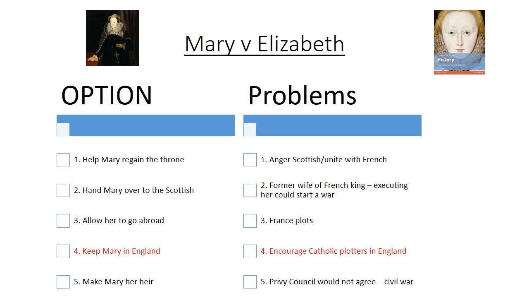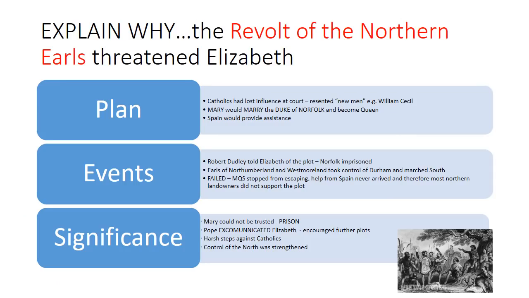But the Privy Council, who are made up of Protestants, would not agree to this, quite rightly, because they believed it would lead to another civil war in England. So quite a complicated slide, that. So we're looking at a series of plots now, and it's quite easy to get confused between them all.